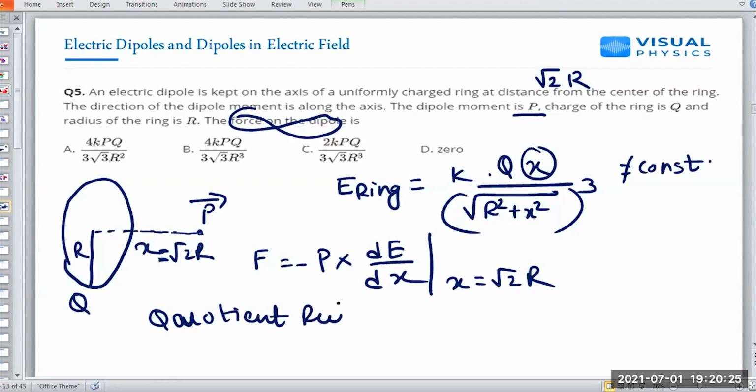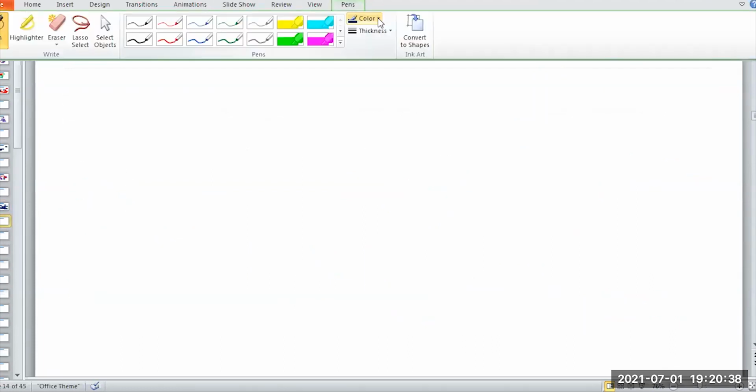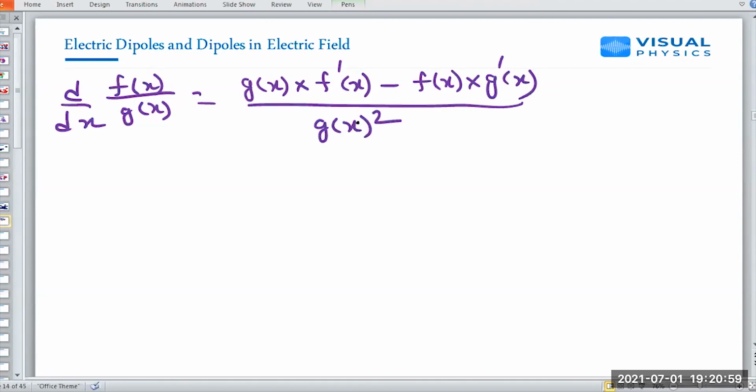How many of you know this quotient rule of differentiation? I guess most of you must know it from class 12. What does the quotient rule of differentiation say? d by dx of, suppose f of x and g of x is given, I will simply write denominator into differentiation of numerator minus numerator into differentiation of denominator, whole upon the square of the denominator. This is the quotient rule.